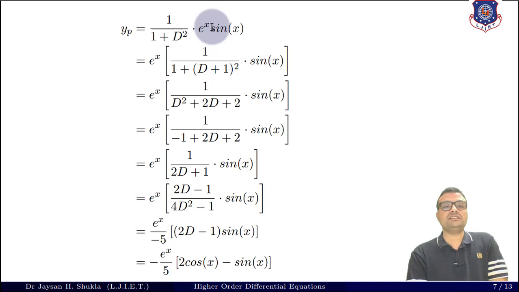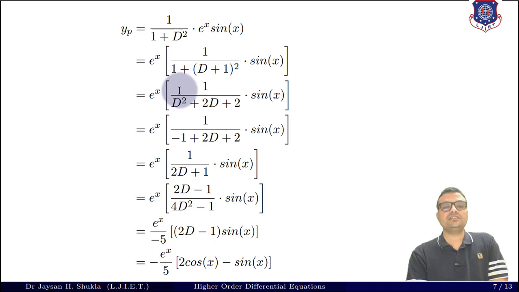So I will shift this e raised to x outside the bracket like this, and I will change everywhere in this denominator D as D plus a. Now what is the value of a? A is nothing but the coefficient of x in e raised to x. So I am replacing everywhere D with D plus 1. So it turns out to be D square plus 2D plus 2.